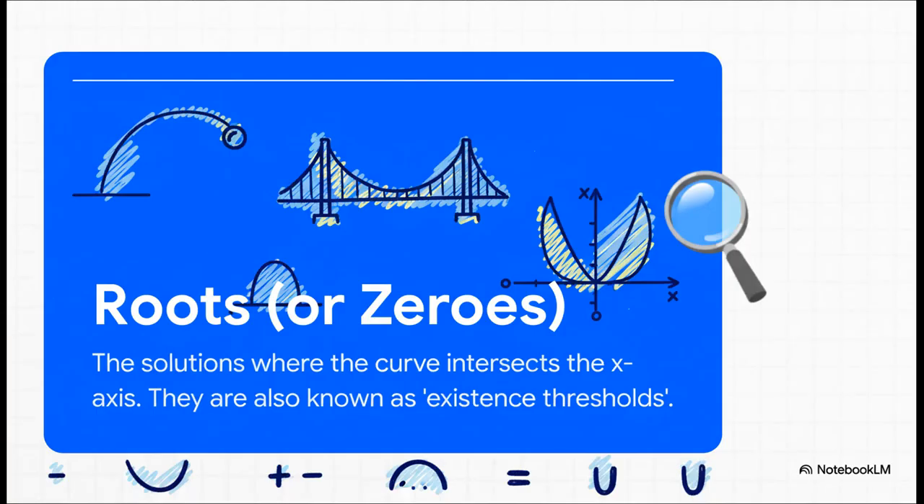First up, we have the roots. Sometimes they're called zeros. Basically, they're the spots where the curve actually hits the horizontal axis. But let's get a little poetic here, because they're really existence thresholds. Think about it. It's the point where a thrown ball finally lands on the ground. Or for a business, it's that magic moment where profit goes from negative to positive.